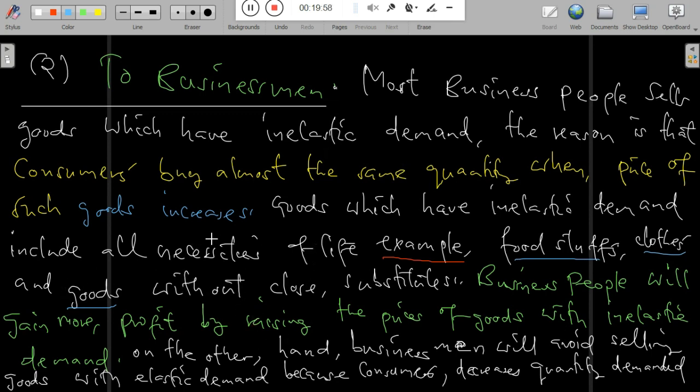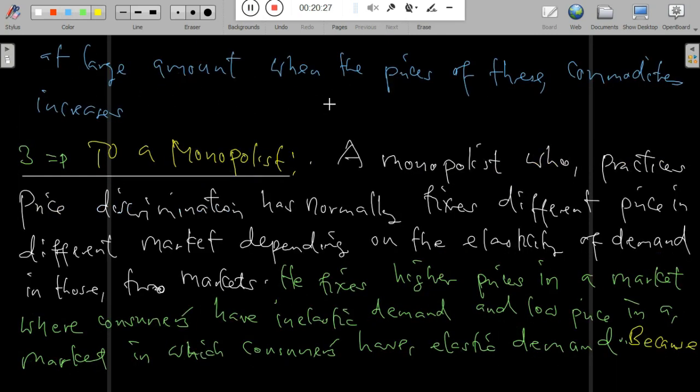Another importance of elasticity of demand is not only to businessmen, but also to a monopolist, a single seller who dominates the market. A monopolist who practices price discrimination normally fixes different prices in different markets depending on the elasticity of demand in those markets. So he normally fixes higher prices in the market where consumers have an inelastic demand, and fixes a low price in the market in which the consumers have an elastic demand.